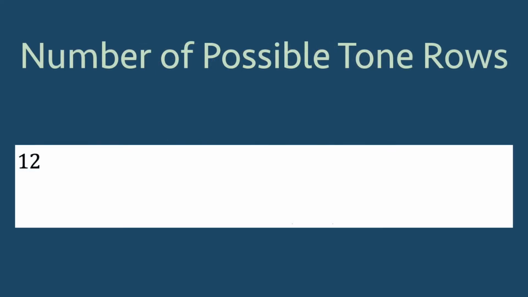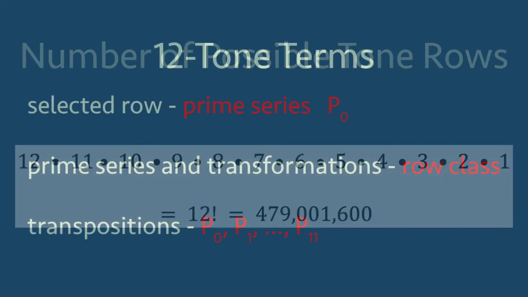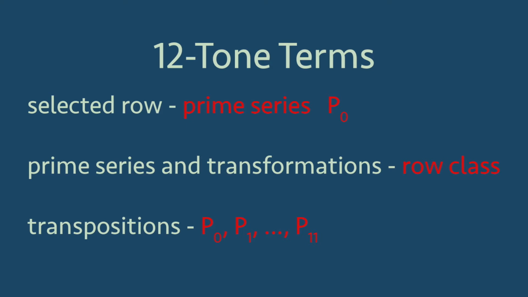First, how many different tone rows are possible? We can answer this with the fundamental counting principle, which we learn in probability and statistics. There are 12 tones to pick from for the first note, but then after we select that tone, there are only 11 left to pick from. Continuing in this way, we can multiply the numbers 12, 11, 10, 9, 8, 7, 6, 5, 4, 3, 2, 1 all together, which is the same thing as 12 factorial, which gives us 479,001,600 possible tone rows.